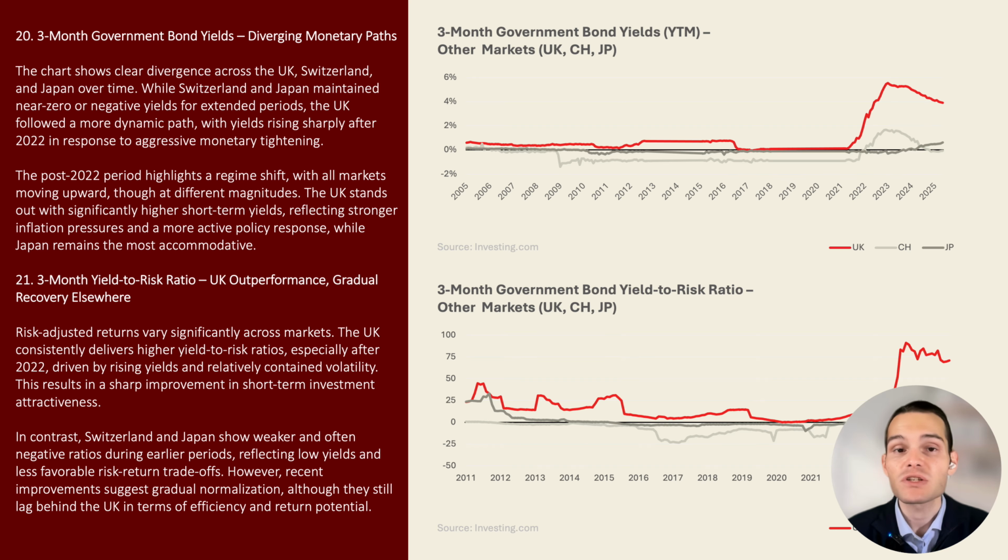This chart compares short-term government bond dynamics across the United Kingdom, Switzerland, and Japan. The differences in monetary policy paths are clearly visible. Switzerland and Japan maintained extremely low yields for long periods, while the United Kingdom experienced a much sharper increase after 2022 due to stronger inflation pressures and tighter monetary policy. The lower chart shows that the UK generally achieved stronger risk-adjusted performance, particularly in recent years, as higher yields were not matched by equally large increases in volatility.